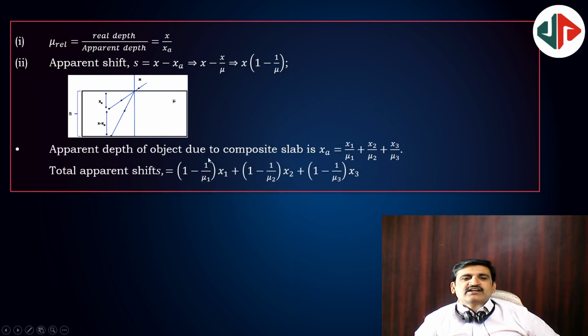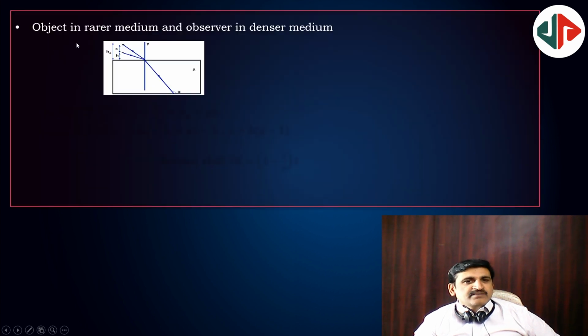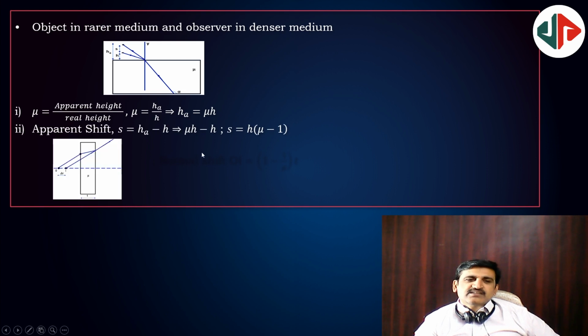Then apparent depth due to a composite slab, multiple slabs, right? Then you can add x1 by mu1, x2 by mu2 like that. Object is in the rarer medium, viewed from the denser medium: everything will be reversed. Mu is equal to apparent height by real height, HA by H, so HA equals mu H. The sun appears even after it has set. The reason is this: the sun is in the rarer medium and we are watching from the denser medium. And normal shift is equal to 1 minus 1 by mu into t.